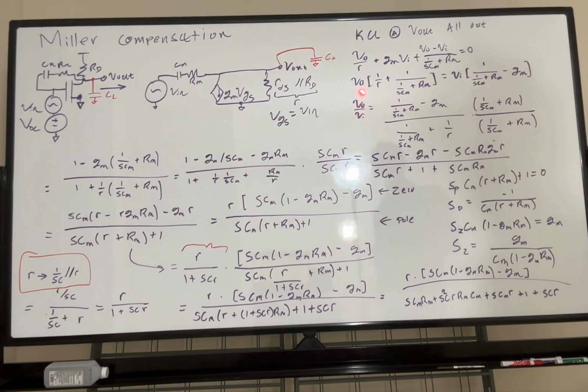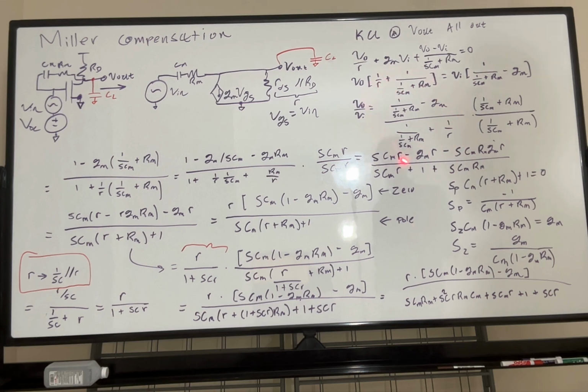Okay, so we do some factoring. You rip out 1 over (1/sCm plus Rm) and 1 over R. You put Vi on the other side. And since this is a minus, that becomes a plus. Since this is a plus, that becomes a minus. You factor out the Vis and the Vos. You divide by the Vos and the Vis. And you get this right here. This is technically the transfer function. Done, right? Well, no. Because it doesn't really tell us anything.